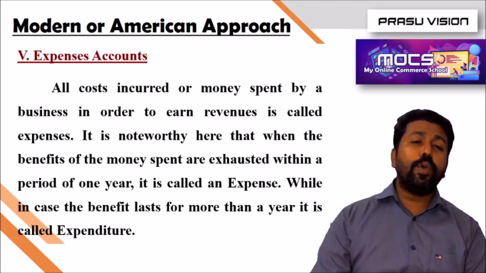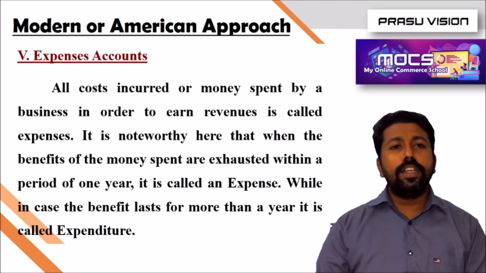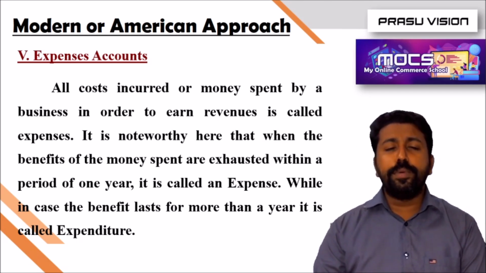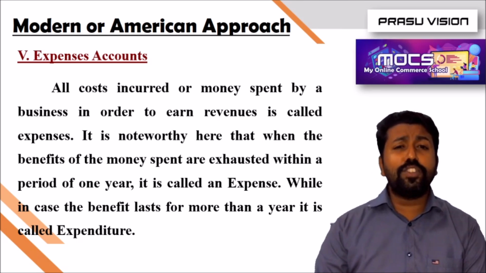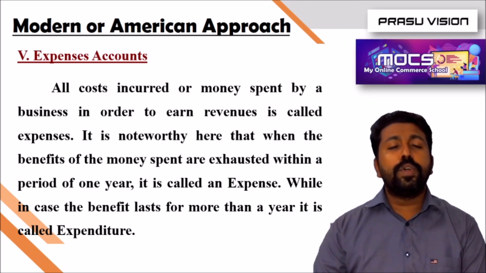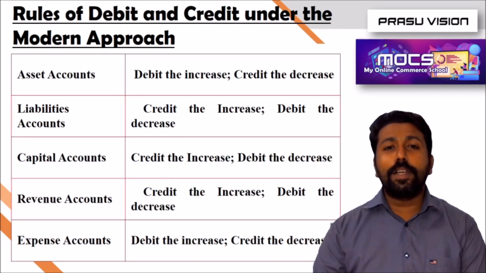So as per the modern approach or American approach, the accounts are classified into five. Don't be confused. As per the traditional approach, only two accounts are there, but here five accounts are there, which are much familiar for you. So asset account, liability account, capital account, expense account, and income account.